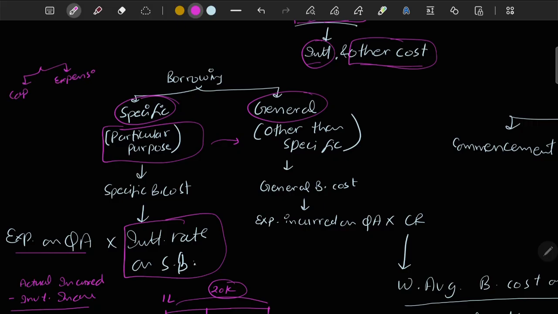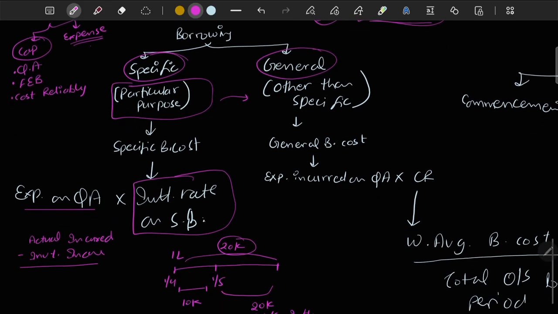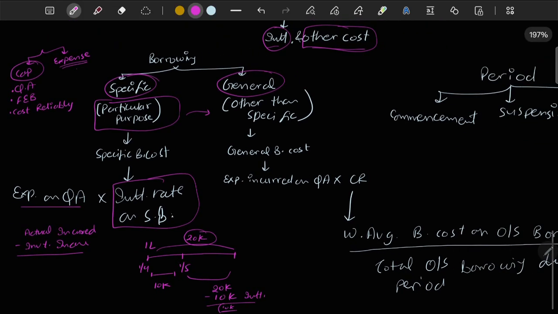Okay, so if the funds are used for the qualifying asset, then it will be capitalized. Second, these may have future economic benefit and the cost can be measured reliably. If the cost can be measured reliably, then we will capitalize, otherwise we will expense it off in the P&L account in the same period. Okay, so this is how we calculate the specific borrowing cost.